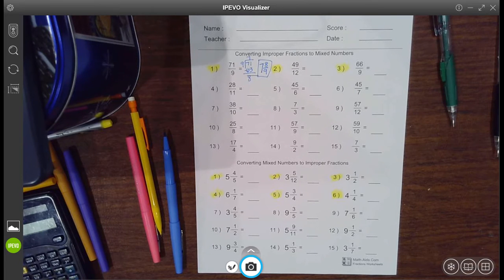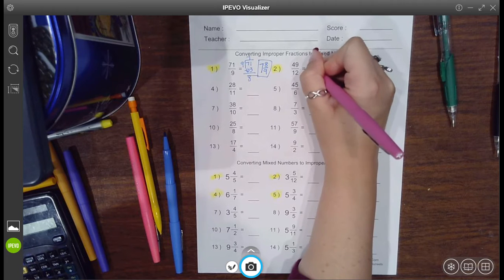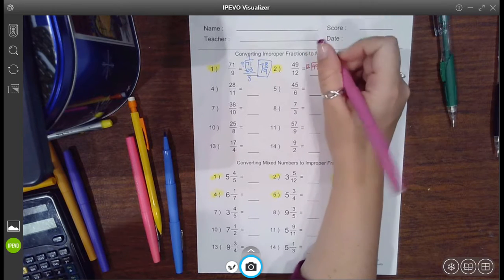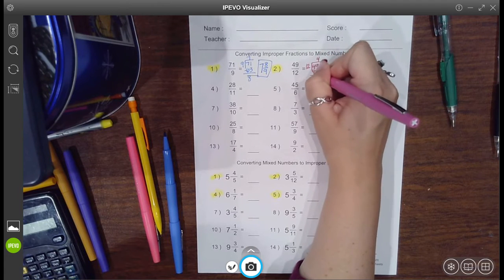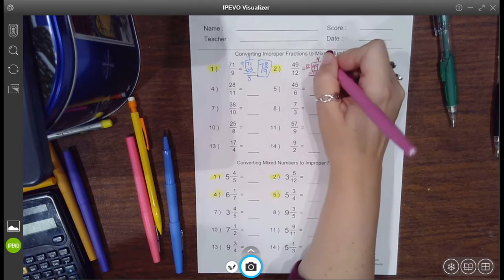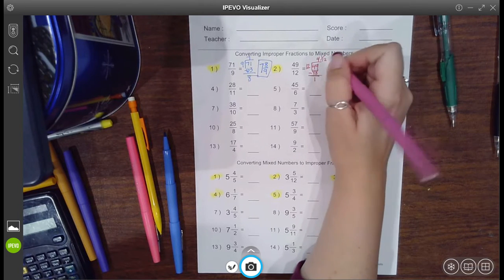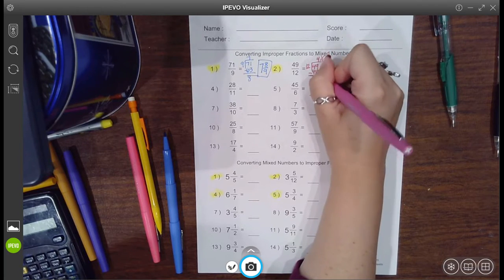For our next one, let's divide 49 by 12. 12 times 4 is 48, so that works out perfectly. And when you subtract that, you get a remainder of 1. So you put your remainder over what you divided by, which means my final answer is 4 and 1/12.